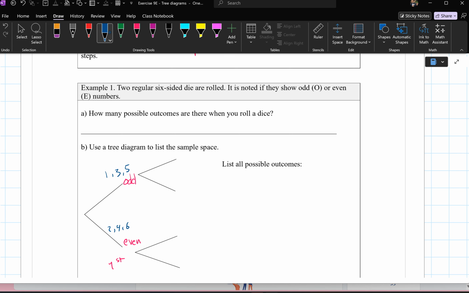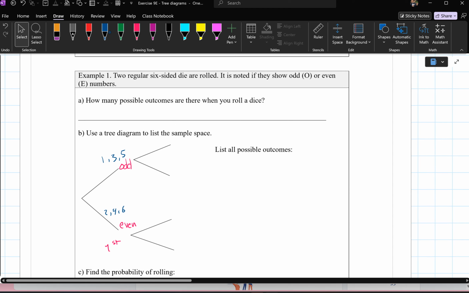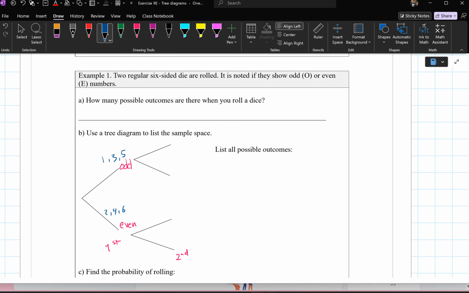So when you roll the first dice, you get either 1, 3, 5 or 2, 4, 6, odd or even. You note it down. Then you roll your second dice. This is why it's called 2 or more steps. If I roll my second dice now, what are my possible options here? Mohammed, what do you think? If I rolled the first one, I could have got an odd. If I rolled the second one, I could possibly get an even or an odd. So you get another 2 options. You can get an odd, you can get an even. Does that make sense?